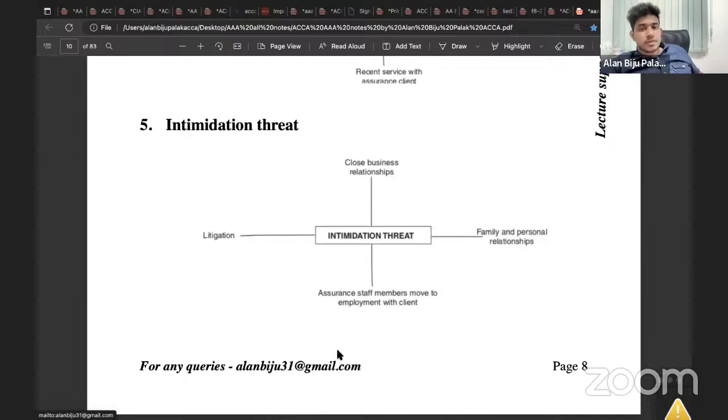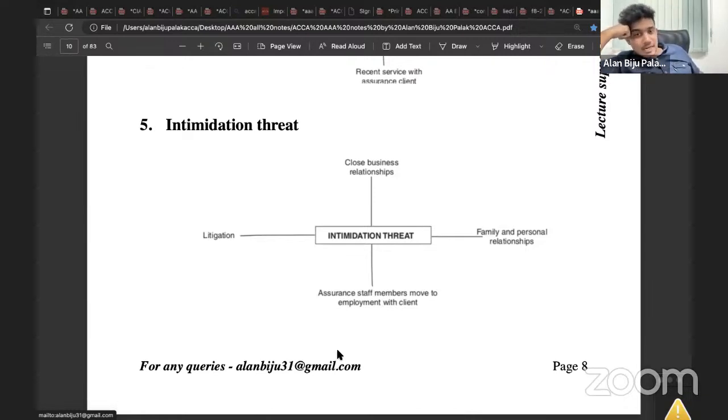So when it comes to paper AAA, you can always explain it in your own manner, that you only need to provide clear justification for providing each of the threats. And if your justification is appropriate, definitely you'll be getting marked for that. Is that clear, everyone? Okay.